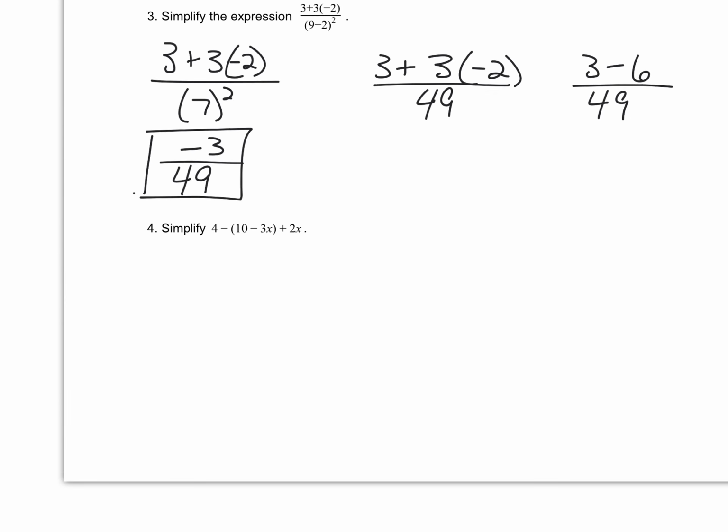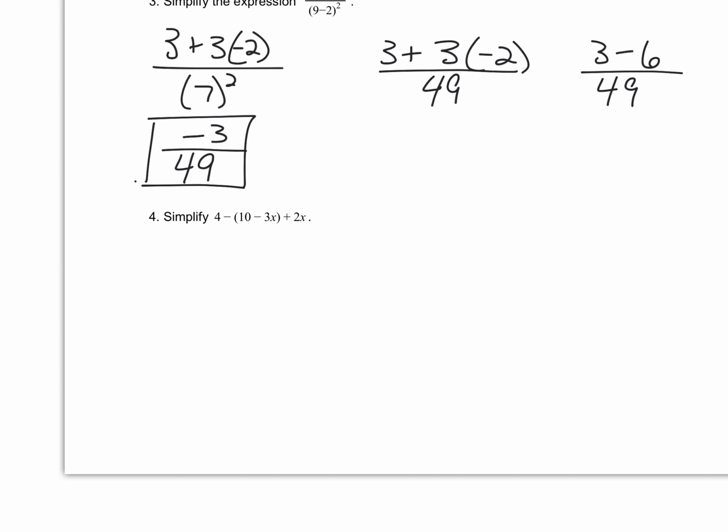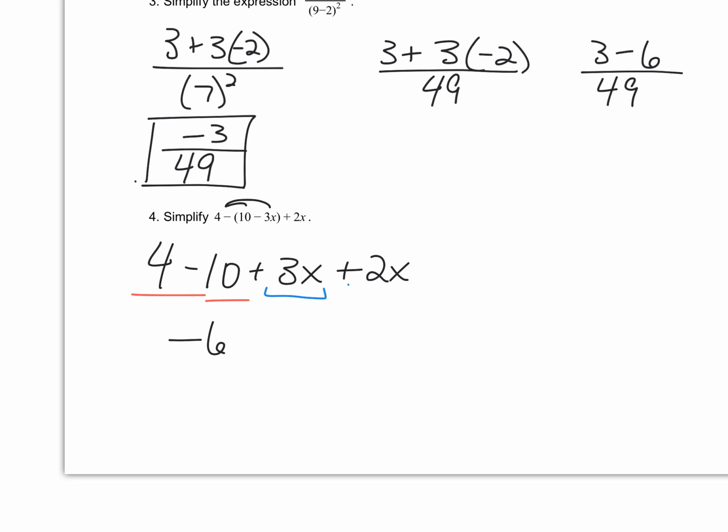Next question, simplify the expression. So I need to distribute that negative first. 4 minus 10 plus 3x plus 2x. Combine like terms, 4 and negative 10 is negative 6, 3x and 2x is plus 5x.